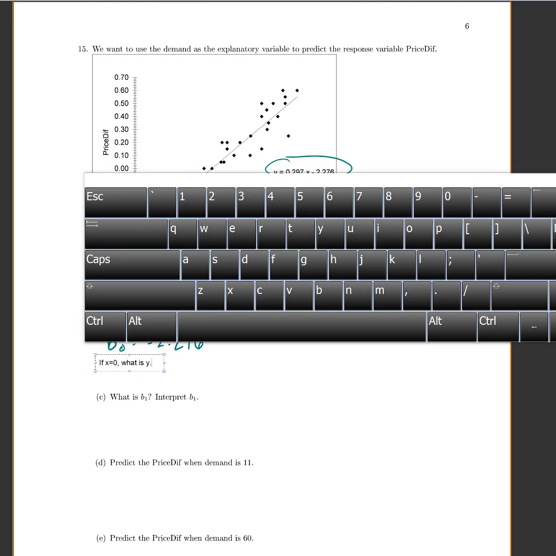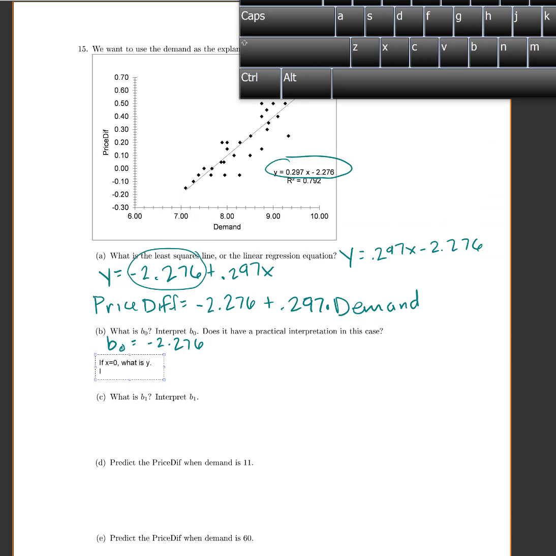In our case, x is our demand. So if demand is 0, then the price difference will be negative 2.276.